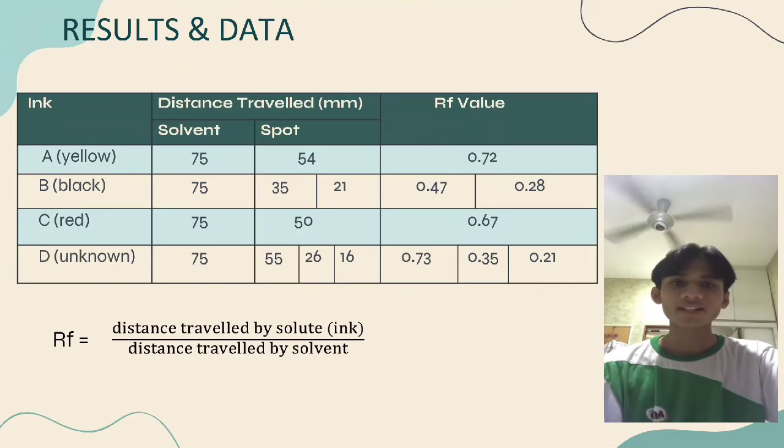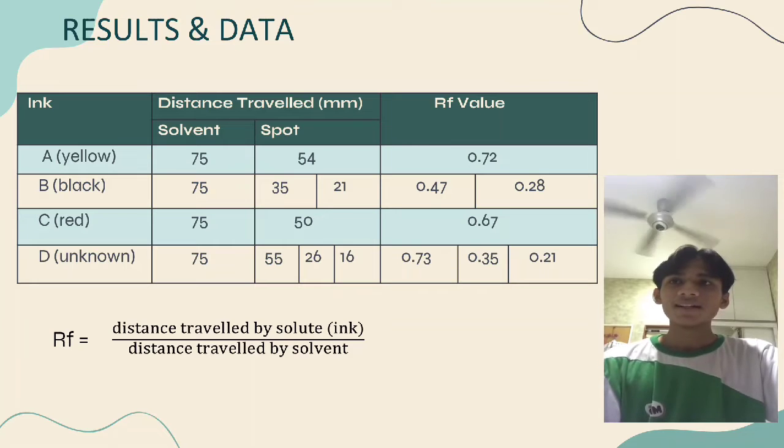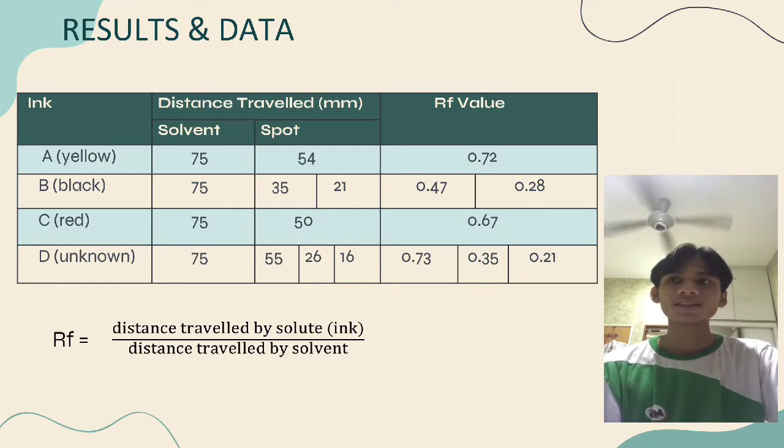Now, I will explain the results and data. As we can see from the table, the distance travelled by the solvent, which is sodium hydrogen carbonate, has the same value. This is because we use the same solvent on the same chromatography paper. Next, the distances travelled by the spot colors have different values. This indicates that the molecules were being separated into different parts and lengths.